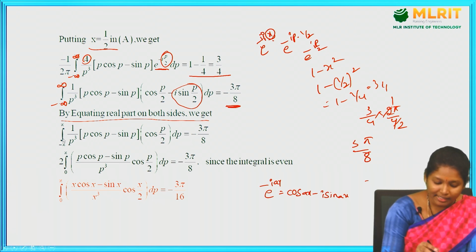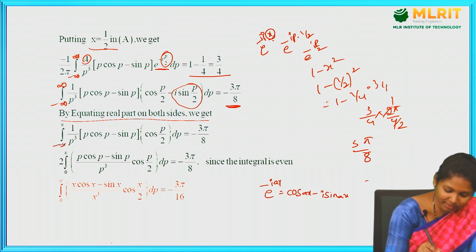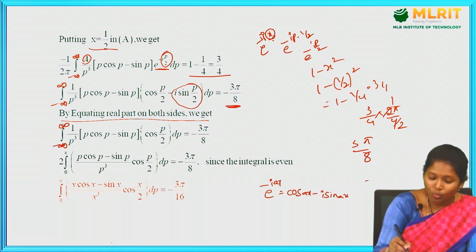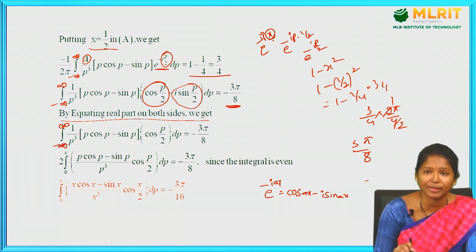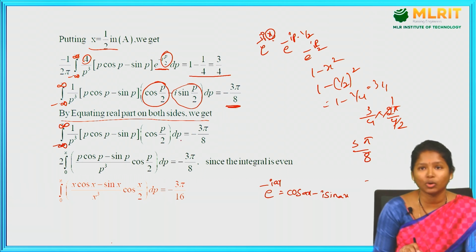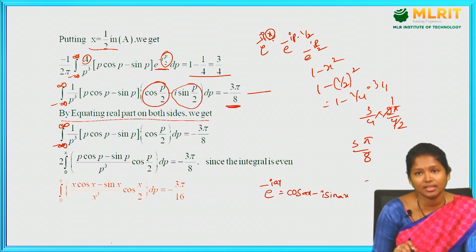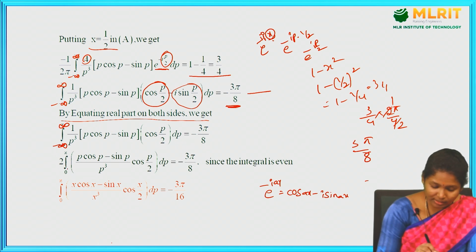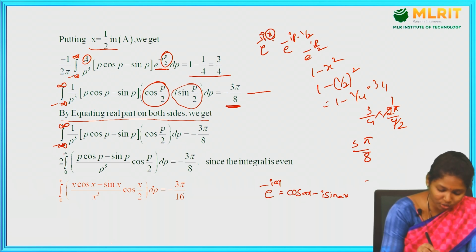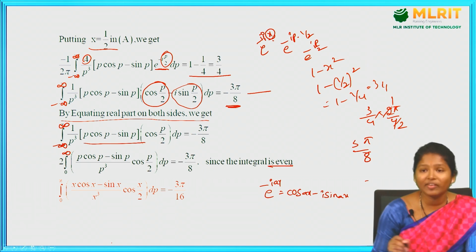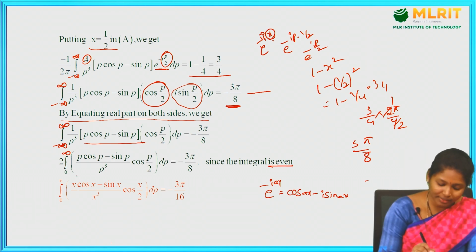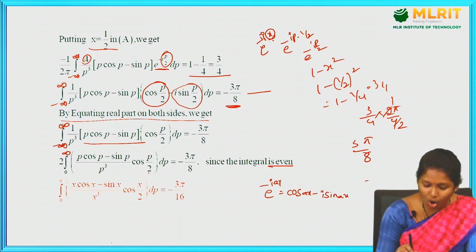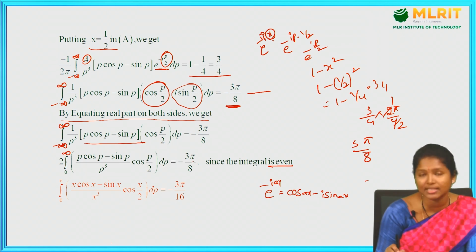So we will get the integral from minus infinity to infinity of 1 by p cube (p cos p minus sin p). Only the real term is here, cos p by 2, right? So cos p by 2 dp equals, here no imaginary term is there, minus 3 pi by 8. Here instead of minus infinity to infinity, I am writing 0 to infinity because this term is an even integral. So that's why we are writing 2 into the integral from 0 to infinity of (p cos p minus sin p) by p cube cos p by 2 dp equals minus 3 pi by 8.